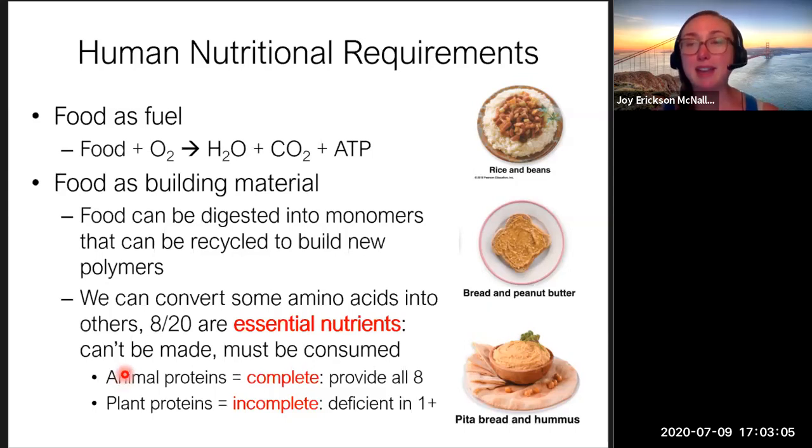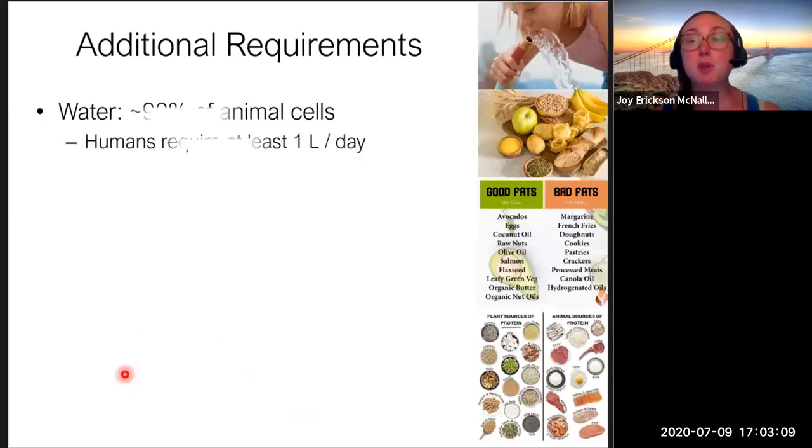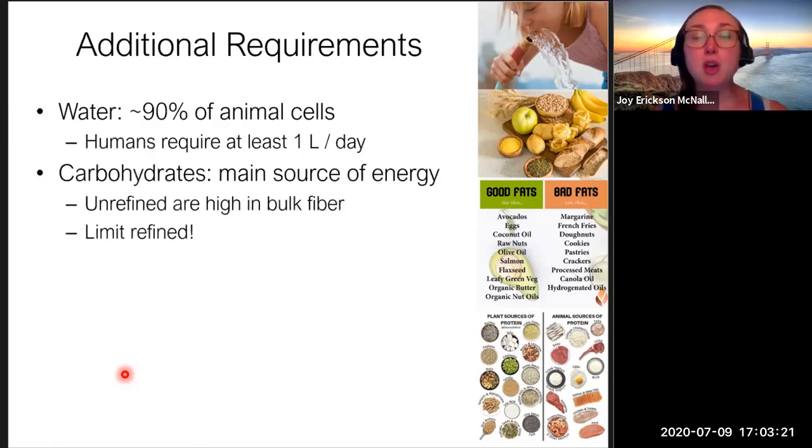But of course, that's not it. You don't just need amino acids, you need other stuff as well. Humans also require water in their diet. Water makes up about 90% of animal cells, and humans should drink at least about 1 liter a day. That's about a quart of water every day. Humans also require carbohydrates. So we've talked about this before, right? They're the main source of energy, right? We take glucose and we can make ATP.